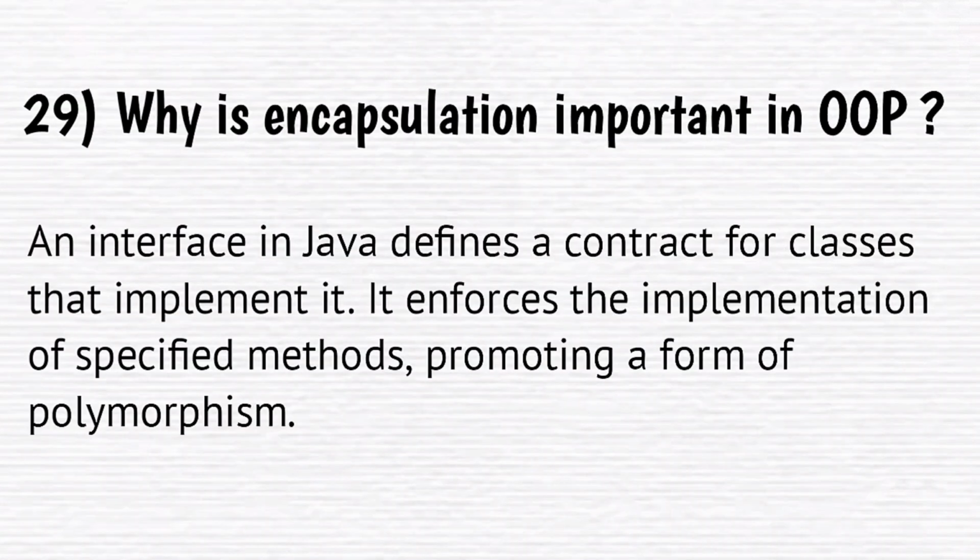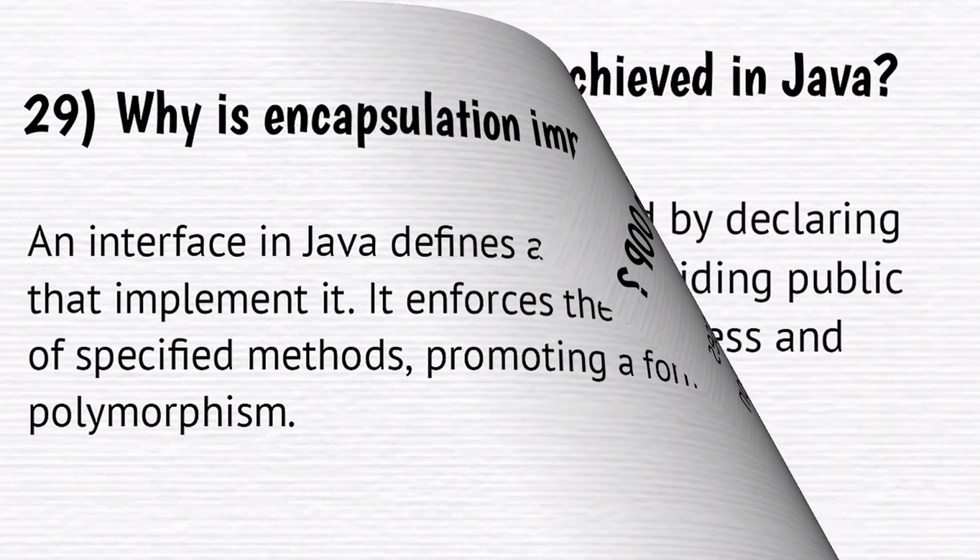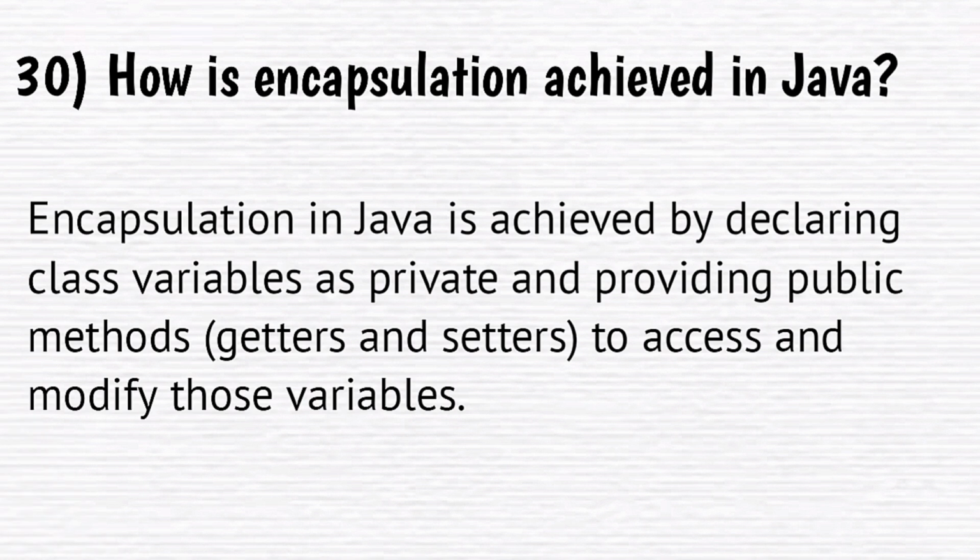Why is encapsulation important in OOPS? Encapsulation helps protect data from unauthorized access, ensuring that the internal state of an object can be maintained and controlled. How is encapsulation achieved in Java? Encapsulation in Java is achieved by declaring class variables as private and providing public methods, getters and setters, to access and modify those variables.